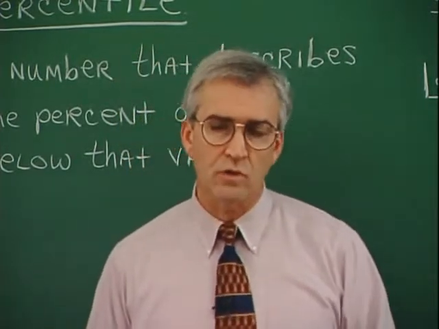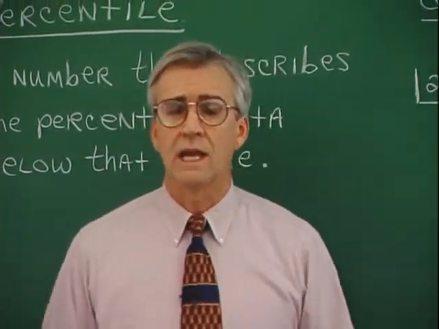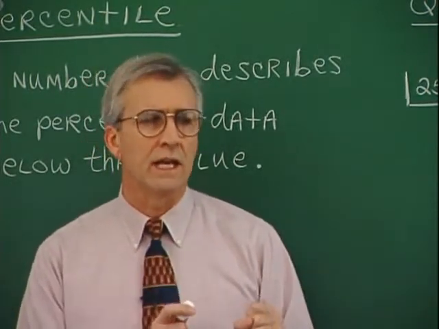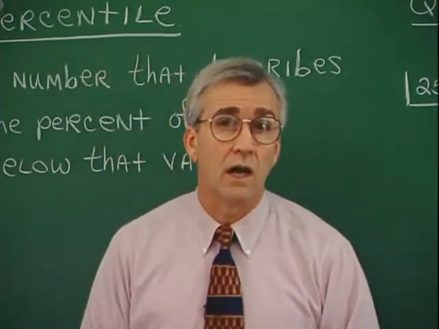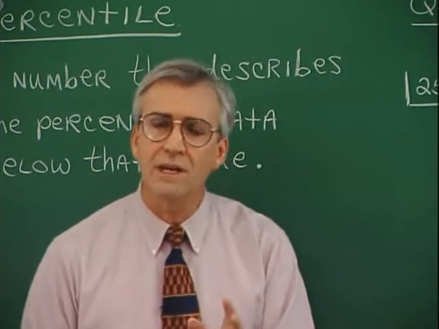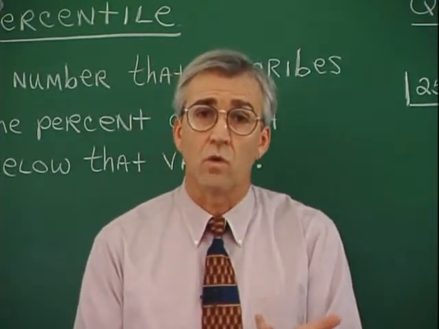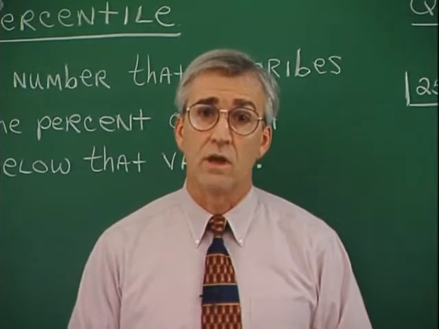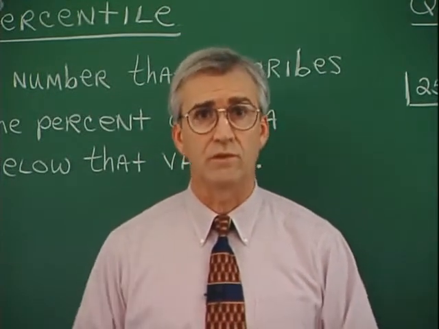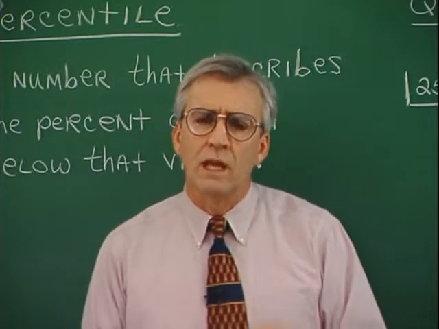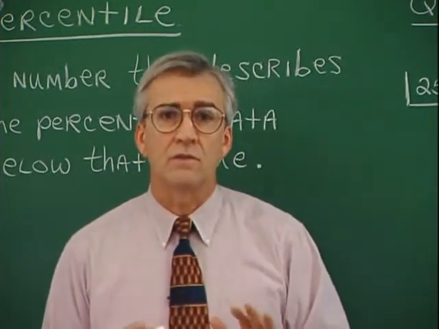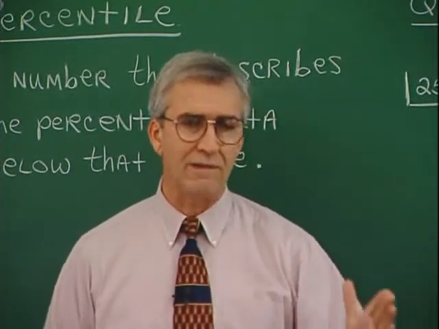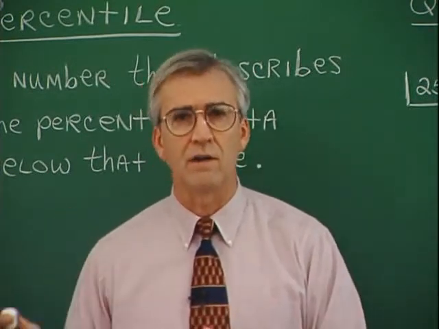For example, suppose we're thinking about SAT scores, and we say that a 1300 on the SAT is at the 70th percentile. Well, that tells us that 70% of the SAT scores are below 1300. That also means that 30% are above 1300. So the 60th percentile would tell us that 60% of the data is below that value, and 40% is above that value.